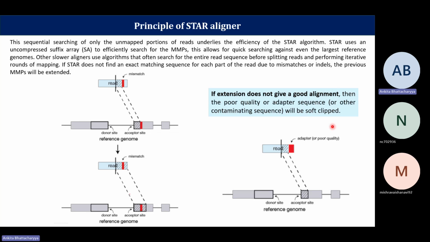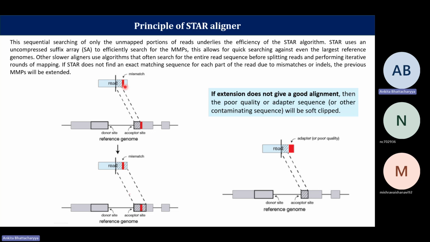If STAR does not find an exact matching sequence for each part of a read, either due to some mismatch or due to some indels, then the previous MMP will be extended, and that will be the sequence that will be taken into consideration. So here's what you see in this context. You have this read of which, for example, this is your MMP. This is a region which has found alignment with the donor site. However, your unmapped portion of the read, which was C2, is carrying some sort of a mismatch or some sort of a variation from the reference genome.